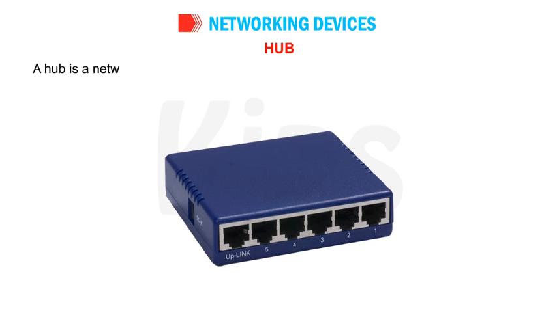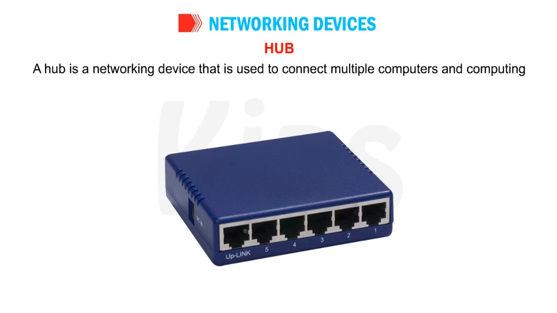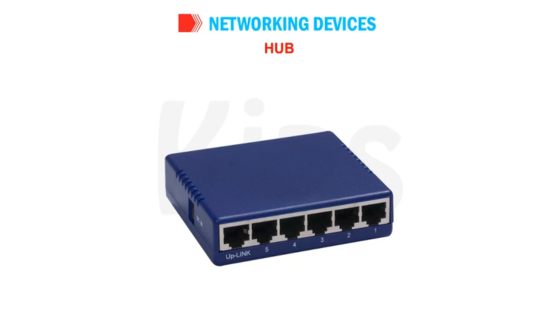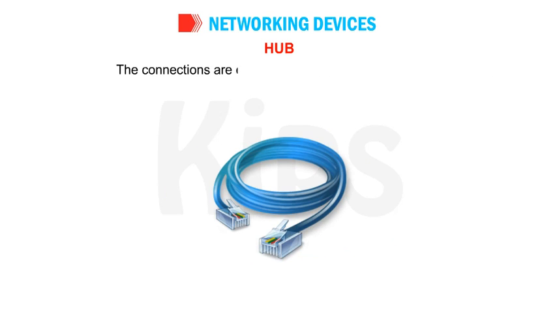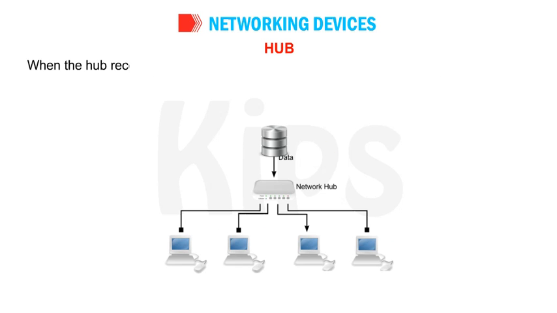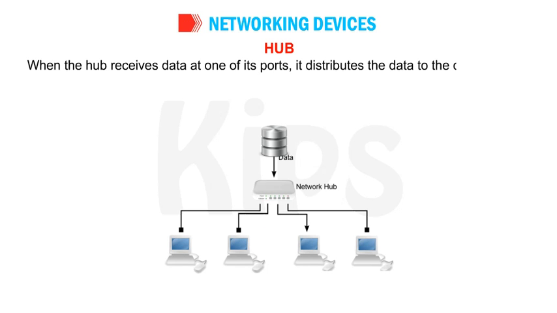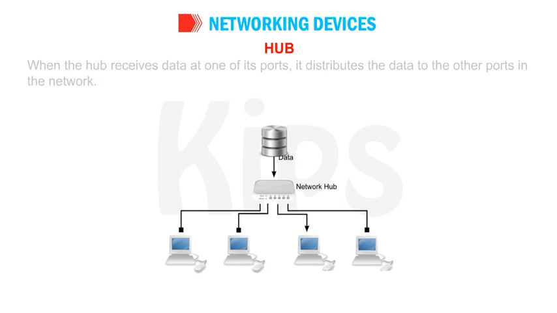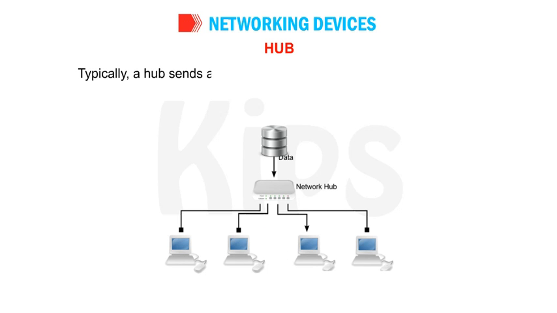Hub. A hub is a networking device that is used to connect multiple computers and computing devices directly to the network by using cables. Each connection is called a port. The connections are established using a fiber optic cable. When the hub receives data at one of its ports, it distributes the data to the other ports in the network. Typically, a hub sends all the data it receives to all the connected ports.